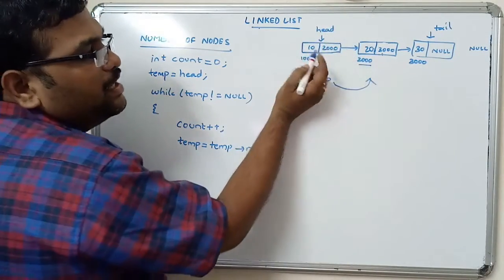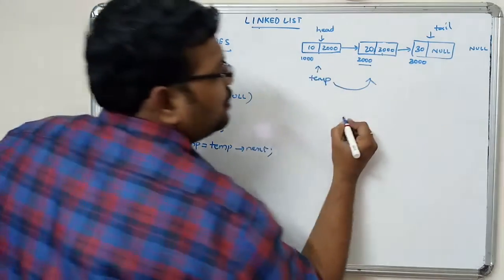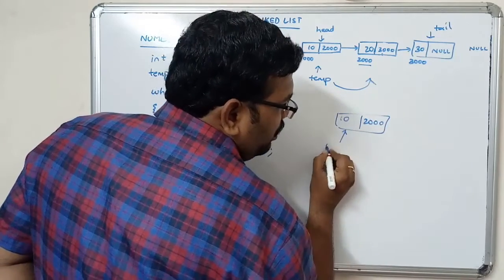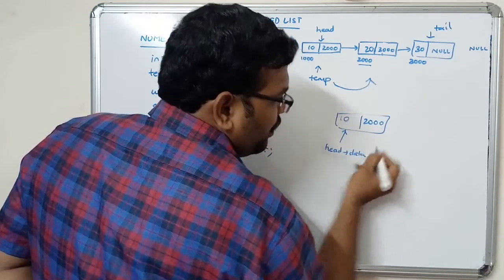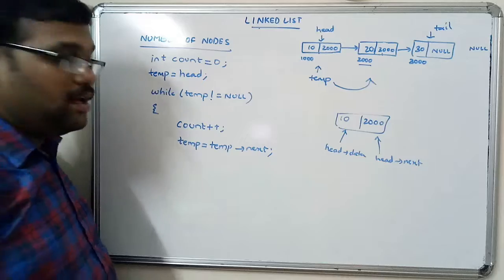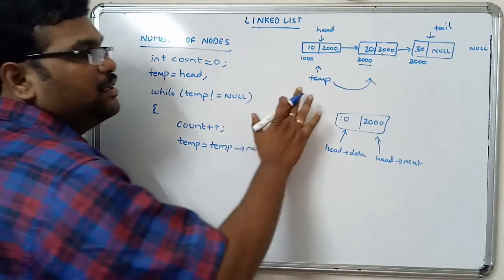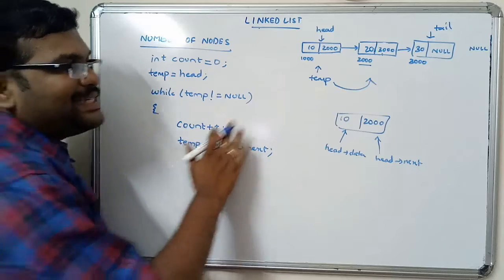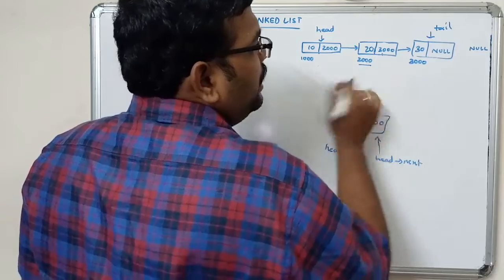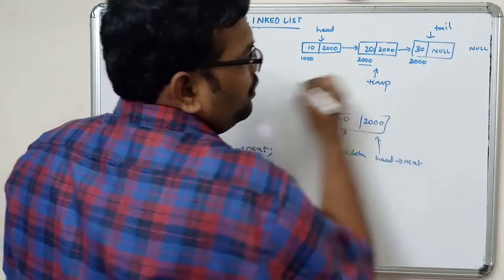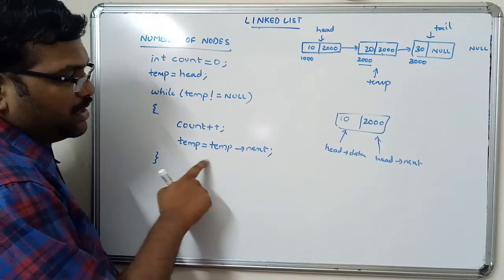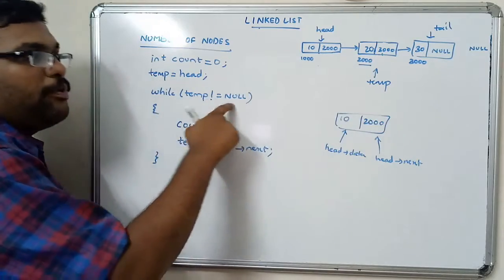So the temp should be moved to the second node, which is in memory location 2000. So this 2000 will be available in the present node, right? So head of next. So this is the head of data, head of the next. See, if you consider one node, this is called head of data. This is called head of next, which we have seen in the previous session, right? Now temp is equal to temp of next. So the temporary variable will be assigned temp of next, that means 2000. So now this temp will be moved to here itself, right? Now again it will check the condition, temp not equal to null.